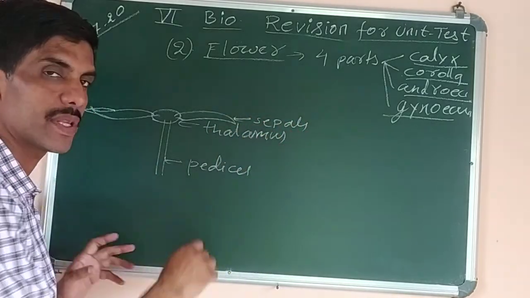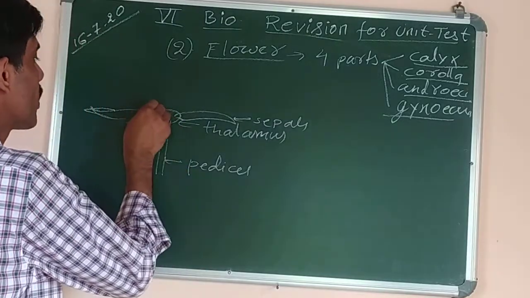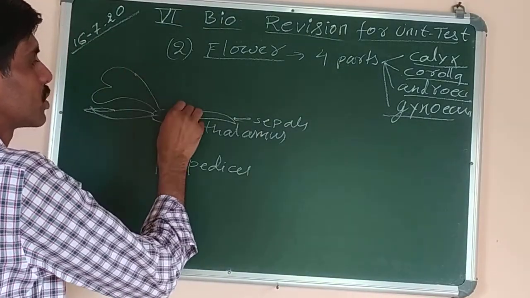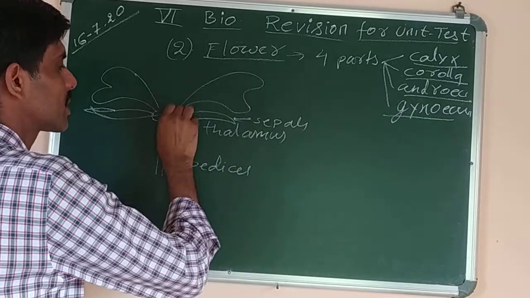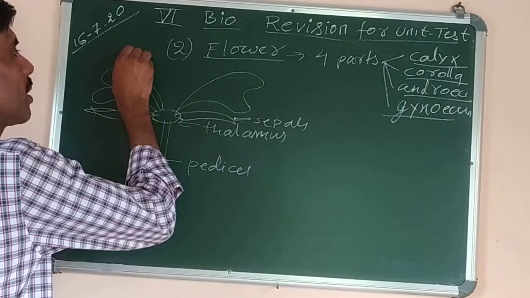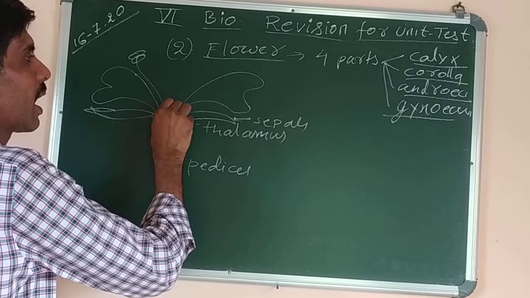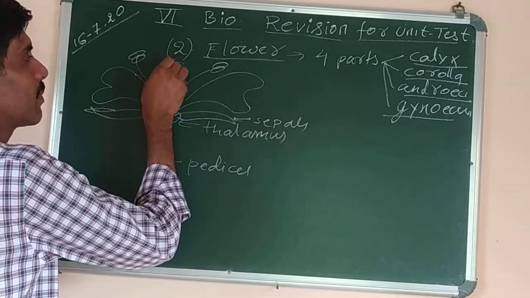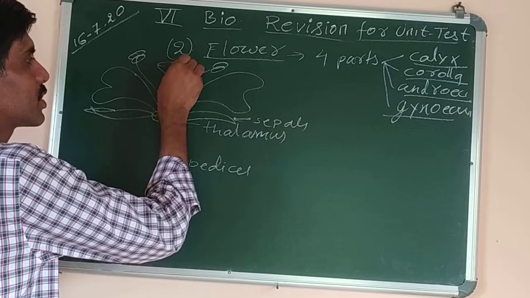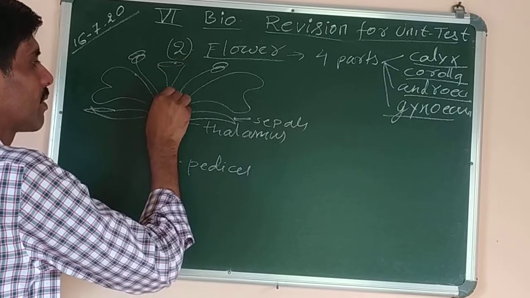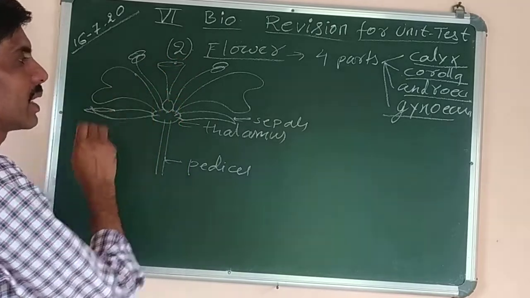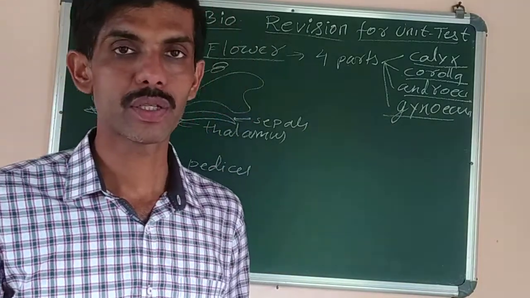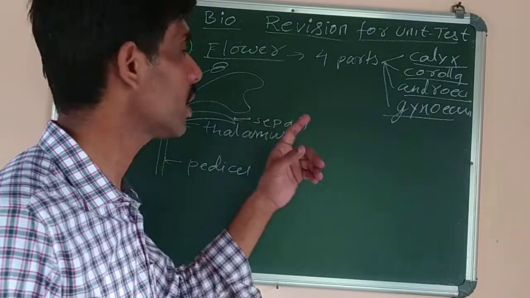S-E-P-A-L-S. So many sepals together form the calyx. Then we have the colorful leaf-like structures known as petals. Then we have the male part, the stamens, which consist of anther and filament. And finally we have the female part consisting of stigma, style, and finally a swollen ovary. So this is the structure of a flower. You need to practice drawing it and labeling all the parts.